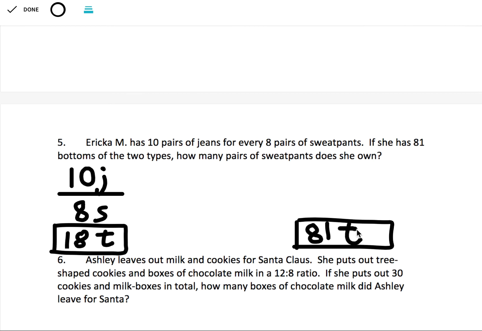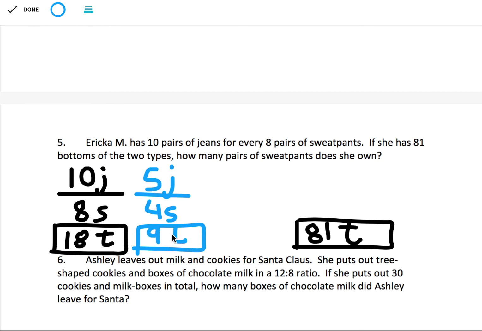Well, 81 is not a multiple of 18. So what we can do here before we look for the multiplier is we can back up this original ratio, meaning simplify it, right? Because it's not simplified. 10 over 8 can be simplified to 5 over 4. So let's simplify this original ratio. And now for the total, instead of 18, we have 9, 5 plus 4, or 18 divided by 2.